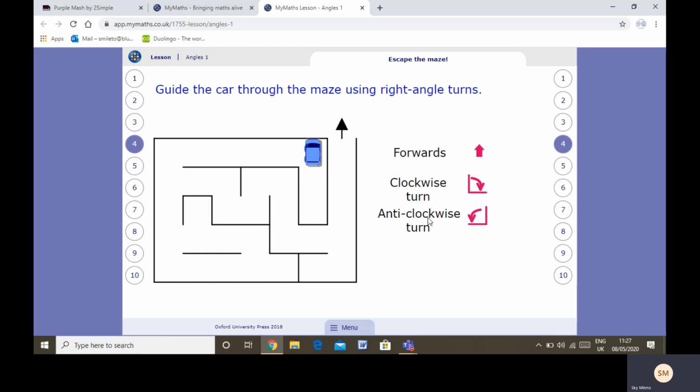Then I'm going to turn anti-clockwise. Anti-clockwise is the way the clock doesn't go. A clock goes around this way, so anti-clockwise must be if it goes that way. So we want it to turn anti-clockwise and then forward. And I want it to turn anti-clockwise again. Forward. Now anti-clockwise again. Forward. Now I want it to turn clockwise. Forward. Anti-clockwise. I'm guiding it through the maze. Anti-clockwise. Clockwise. I hope you're doing the same at home, giving it a go, so you can get it right.